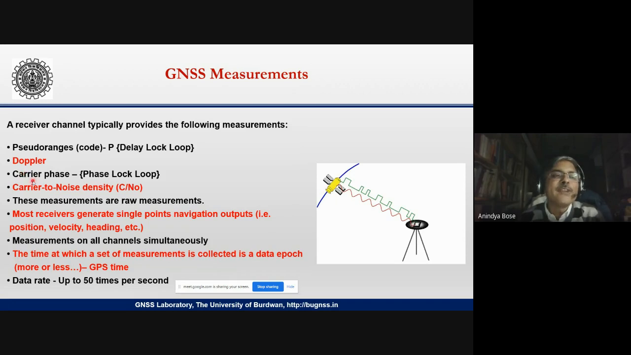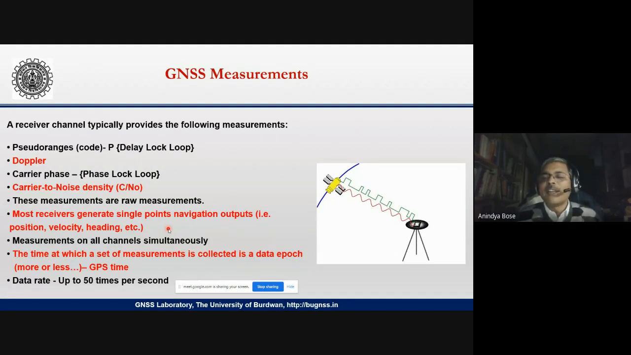We also measure the carrier phase. The carrier frequency is coming, so what is the phase of the carrier, that is, at what state it is reaching the receiver. That is a very unique measurable quantity, and we use it for our own purpose. Then the carrier to noise density, that is the signal strength, whether it is 30-something units, or 40 or 50, like that. These measurements are raw measurements. Most receivers generate single point navigation output: position, velocity, and heading. Heading means in which direction, which is the north.